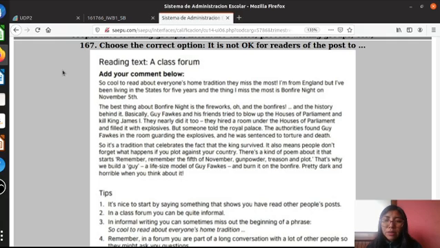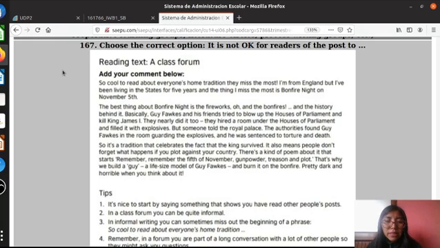Basically, guys, Fawkes and his friends tried to blow up the Houses of Parliament and kill King James the First. They nearly did it too. They hid a room under the Houses of Parliament and filled it with explosives. But someone told the royal palace. The authorities found Guy Fawkes in the room guarding the explosives, and he was sentenced to torture and death. So it is a tradition that celebrates the fact that the king survived.